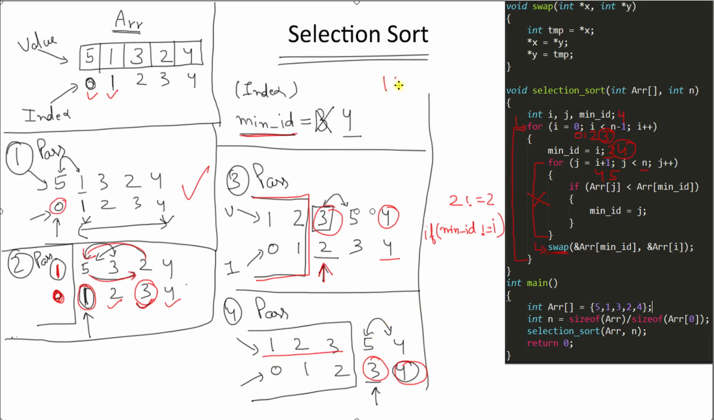So 1, 2, 3 was already sorted. 5 will go here and 4 will come here. So at last you end up sorting your array, and after that you will go back here, I++. I will become 4, and don't miss this, I is going to get compared with I less than 4, which is false. So you will come out from this outer loop and you are done. So this is your sorted array.